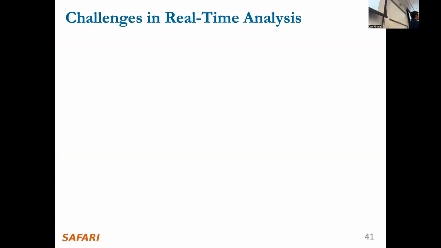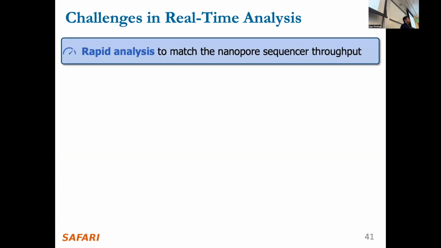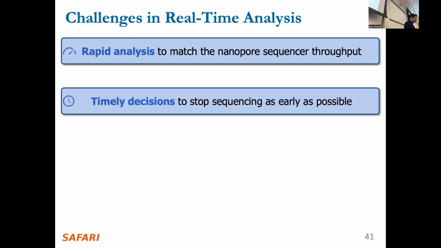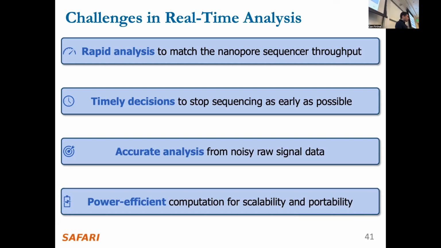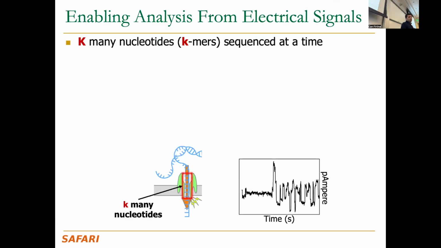But of course, there are challenges for real-time analysis. One challenge is that we need to match the data generation speed. Our computational approach should match the data generation speed. Otherwise, it's not real-time. The second challenge is that we really want to make these rejection decisions, or ejection decisions, extremely quickly, so that we don't sequence unnecessarily. Of course, we also want to do accurate analysis, right? Our analysis needs to be accurate, that's obvious. And also, for portable sequencing reasons, we want our analysis to be power efficient, right? That's another challenge that we need to keep in mind.